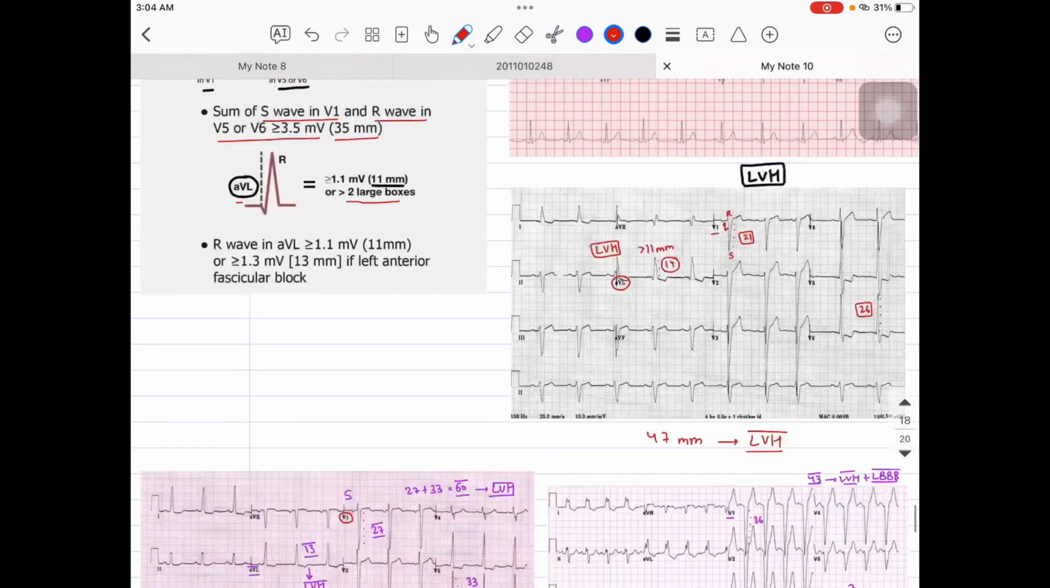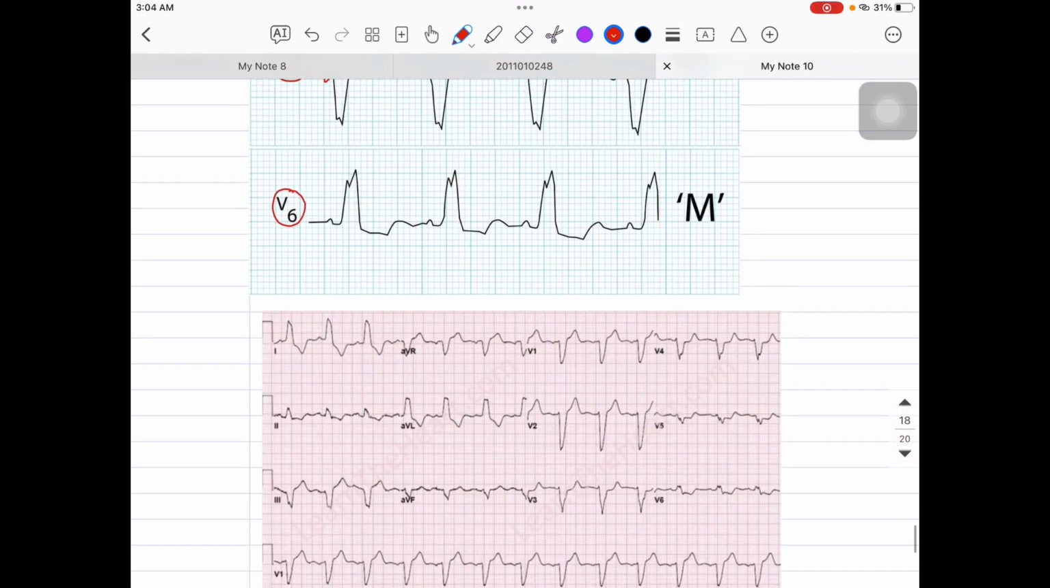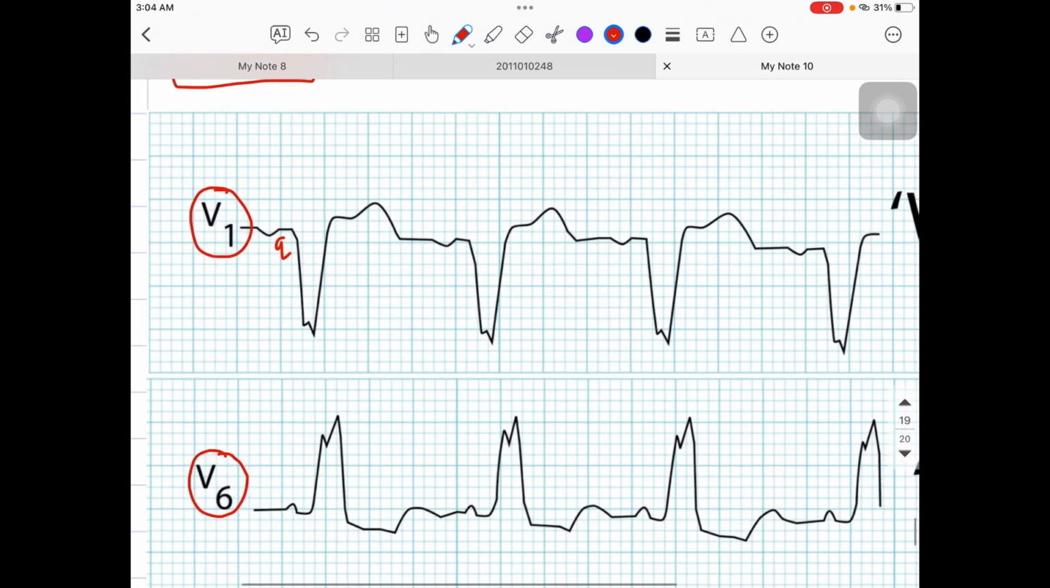So here also we can see that as such the R wave is not present over here. So there is a Q wave and then an S wave over there, right? Here also a Q wave and then an S wave. So what I can see is that over here we are having a deeper S wave, but at the same time we can see that they are broad.